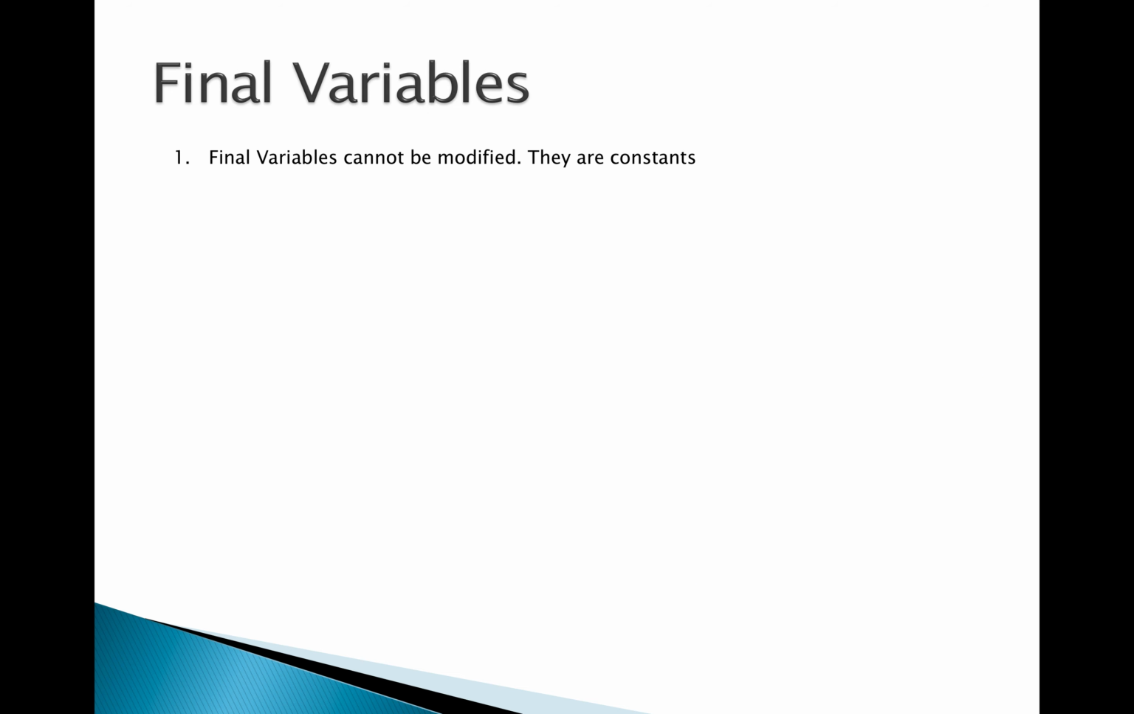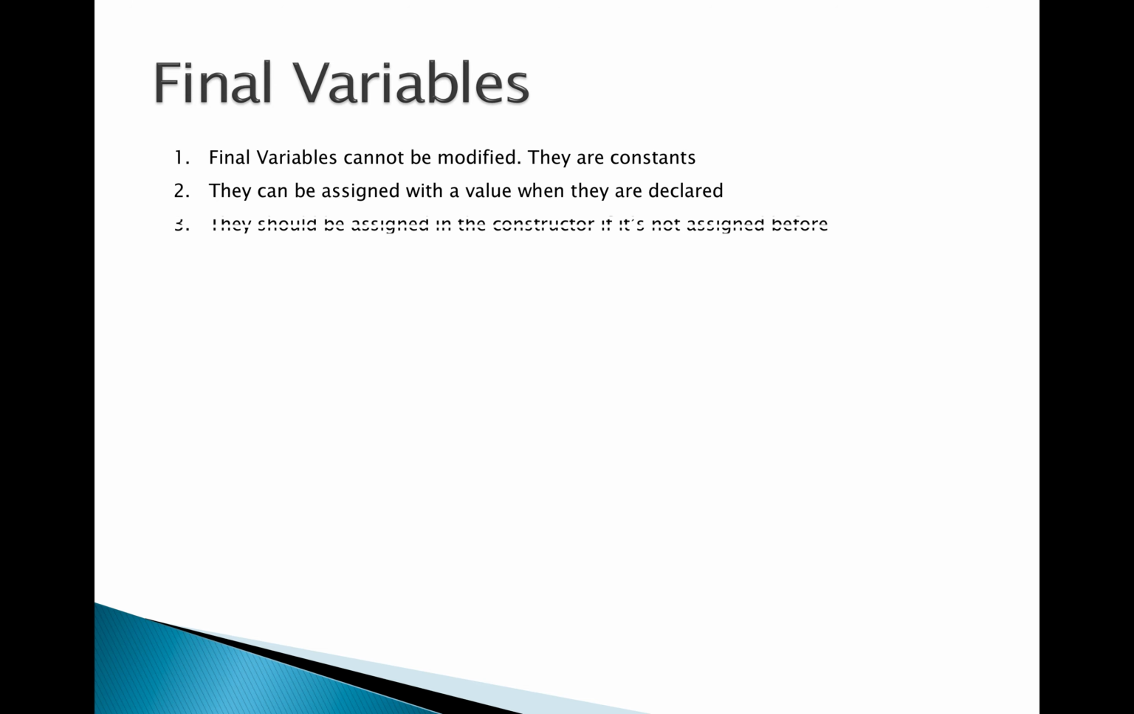Final variables. As I said, final variables cannot be modified. They are constants. They can be assigned a value when they are declared. They should be assigned in the constructor if they are not assigned before. So you can define an instance variable without assigning it, but you have to at least assign it in the constructor. Final variables can also be static, with the same rule: you have to define it when you create it. If you don't want to initialize it with a value, you can still do it in the static block. And final variables can also be used as method parameters.